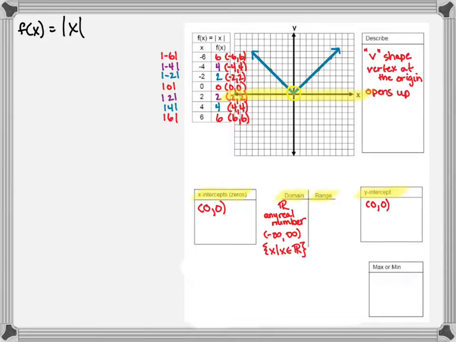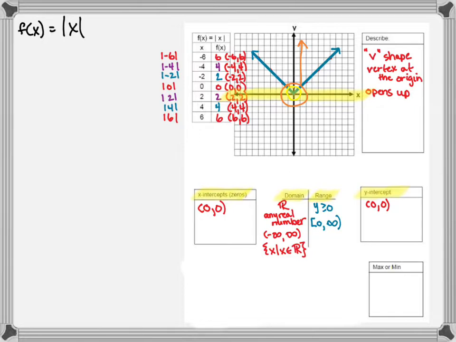Let's look at the range, or the outputs, or the y values. So here, our lowest y value is here at the origin, and our y value there is 0. And it goes up forever until infinity. So I could write my range as y is greater than or equal to 0. In interval notation, this would look like this. I have a squared off bracket, then 0, comma, infinity with a curved parenthesis.